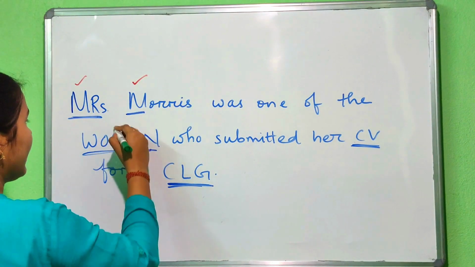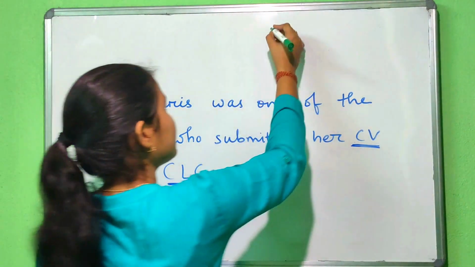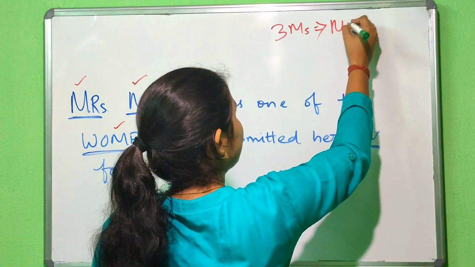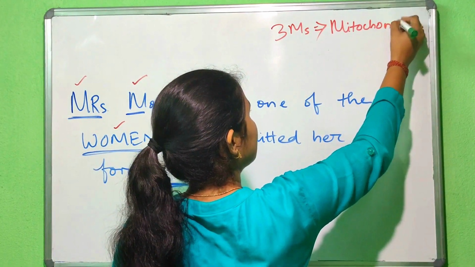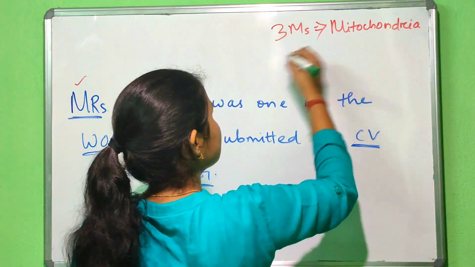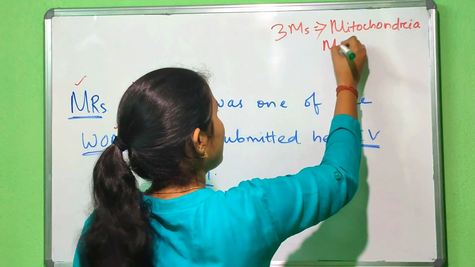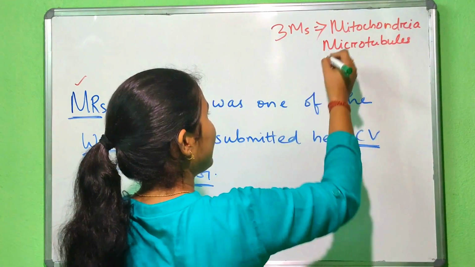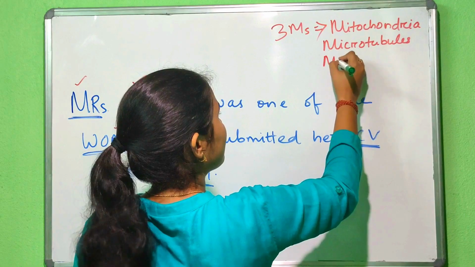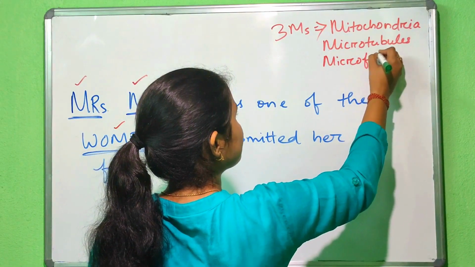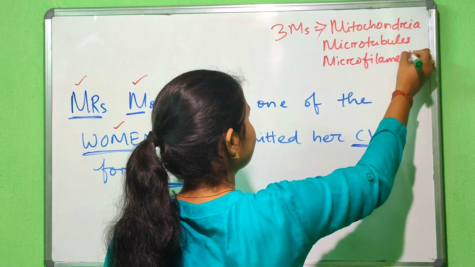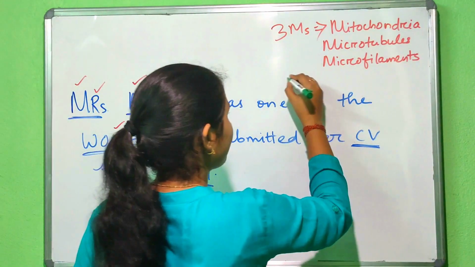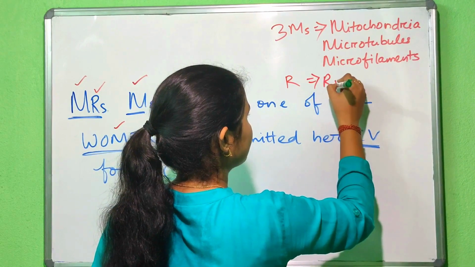So how many M's are there? 1, 2 and 3. There are 3 M's. The first one is for mitochondria. The second M is for microtubule. The third one is for microfilaments. Okay, then R. R for ribosomes.